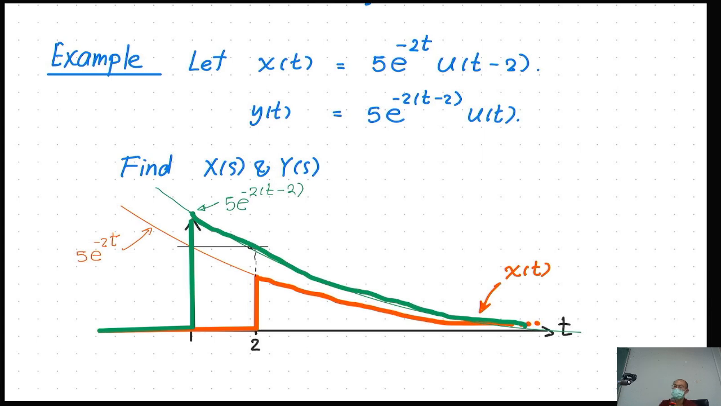So are they the same now? Of course not, they're not the same. So that means the Laplace transforms should not be the same as well. Now let's try to find the Laplace transforms of both of them.